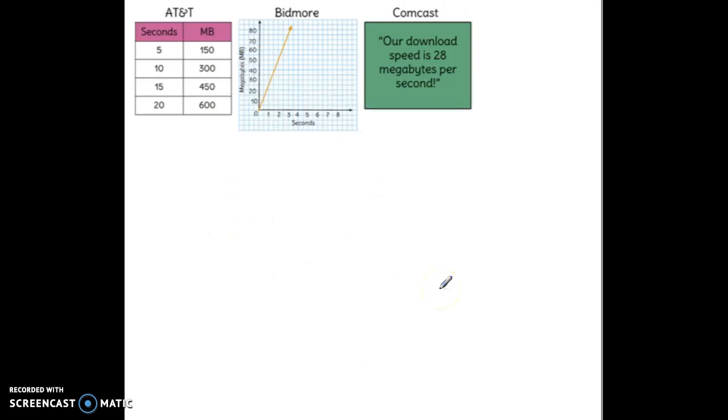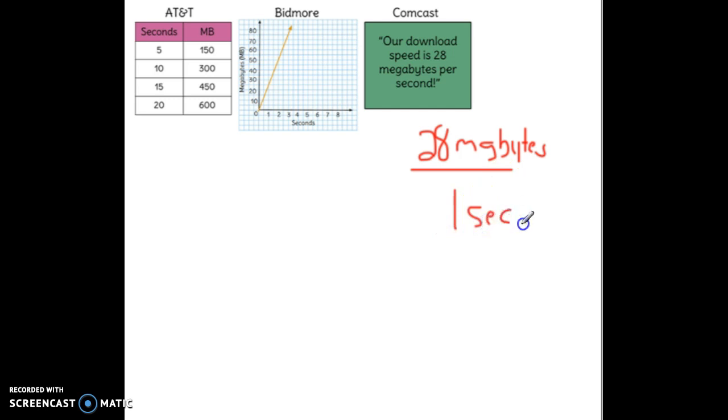All right, now here's what I was talking about. You could have this in 3 different forms, maybe even 4 forms if they added an equation. This question wants to know who has the fastest download speed. Is it AT&T? Is it Bidmore? Or maybe Comcast, otherwise known as Xfinity? Well, Comcast is the easiest because they tell us they have 28 megabytes per second. And that's a lot.